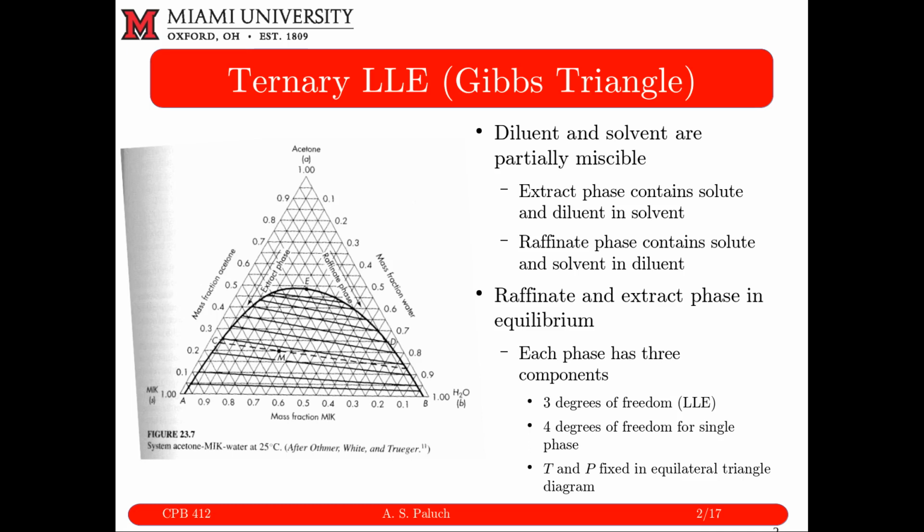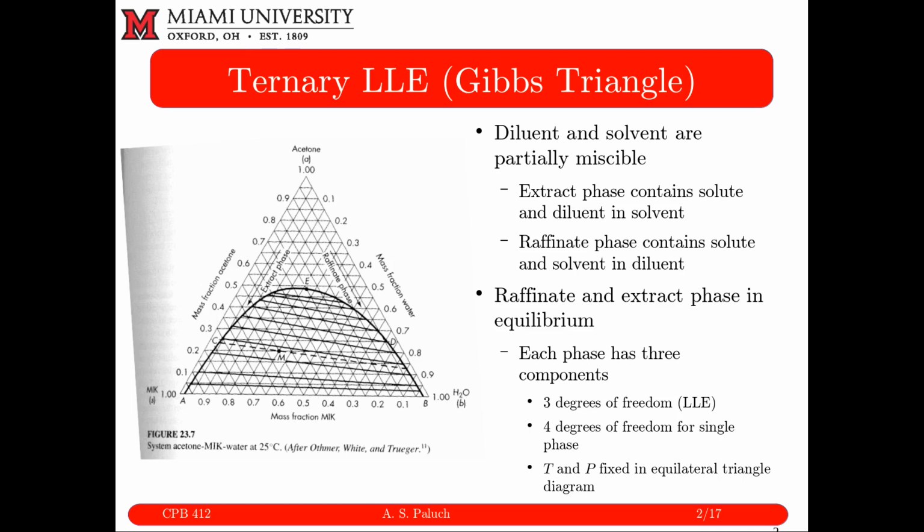So these raffinate and extract, if I think of this as a flash drum, I have a mixture going in, then I have an extract and raffinate phase coming out that are in equilibrium with each other. Okay, so if I think about graphing this, if I have a ternary system, so three components, and if my system's in two-phase equilibria, where I have two liquid phases, how many degrees of freedom do I have?